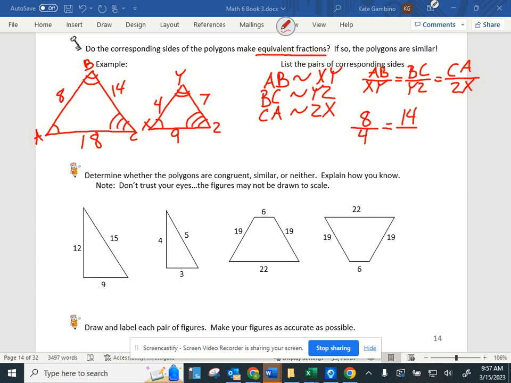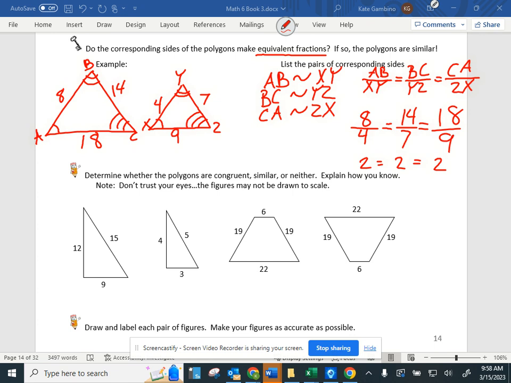So does that equal BC, 14 over 7? Does that equal 18 over 9? Do they equal each other? Yes. What is 8 divided by 4? What is 14 divided by 7? 2. What is 18 divided by 9? 2. So I know that they are equivalent fractions. They are proportionate, so they are similar polygons. That's how I can prove it. I can say they made equivalent fractions between them. It was a little confusing at first, but does it make sense now?